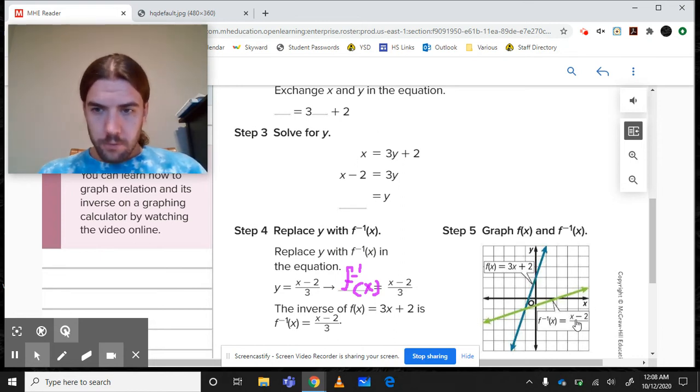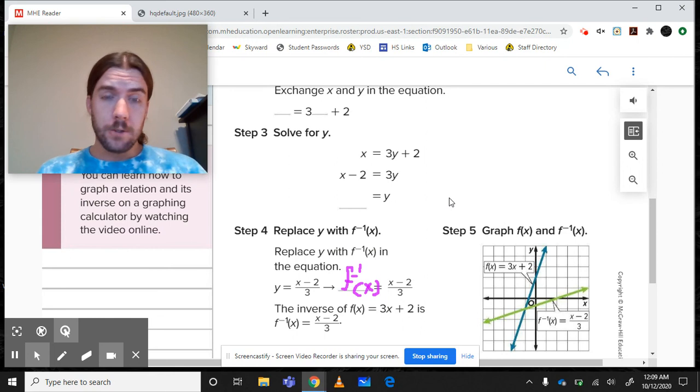On the inverse, we have x minus 2 over 3. You could split that into two fractions. You could say it's 1/3 x minus 2/3. So you start at negative 2/3, and you have a slope of 1/3. So you go up 1 over 3. Our two functions are mirror images over the line y equals x. Over that diagonal line from bottom left to top right, that's the mirror, and these are our mirror images.